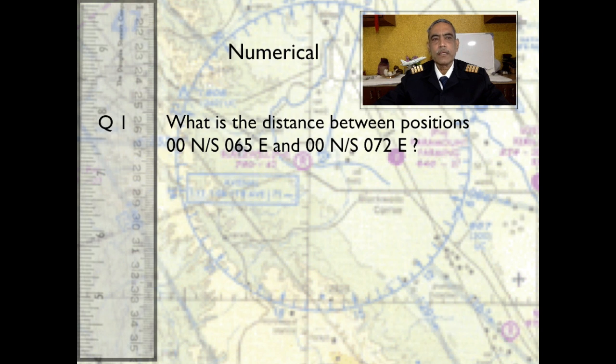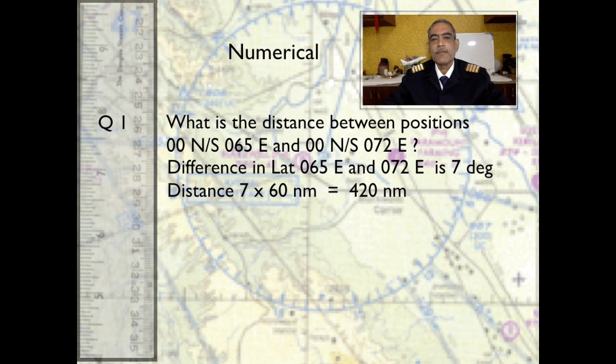Okay, some numericals to clarify the concept. I have taken different scenarios so that several concepts would be clear. Question 1. This is a question on position on the equator, 0 degrees north-south. What is the distance between 65 degrees east and 72 degrees east? The difference in longitude from 65 to 72 is 7 degrees. So 7 into 60 is 420 nautical miles. Very simple.